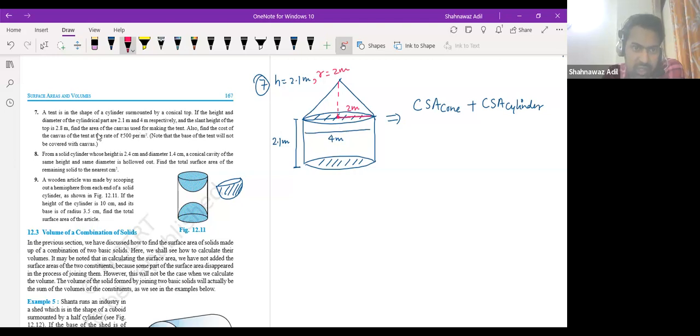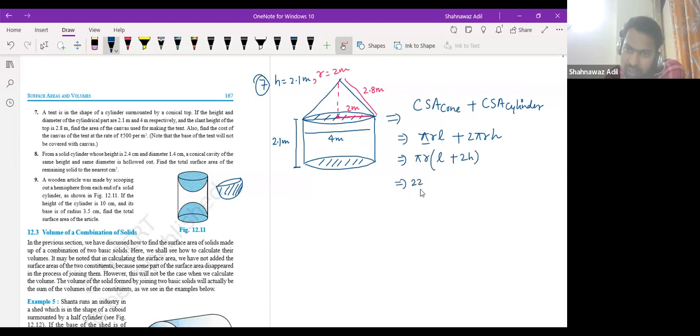And they have also given the slant height. This length is given, which is 2.8. So we need to calculate the CSA of the cone and the CSA of the cylinder. The CSA of the cone is pi r l, right? And the CSA of the cylinder is 2 pi r h, which you have already learned. So what is common here? Pi r is common, and it becomes pi r times (l plus 2h), right?